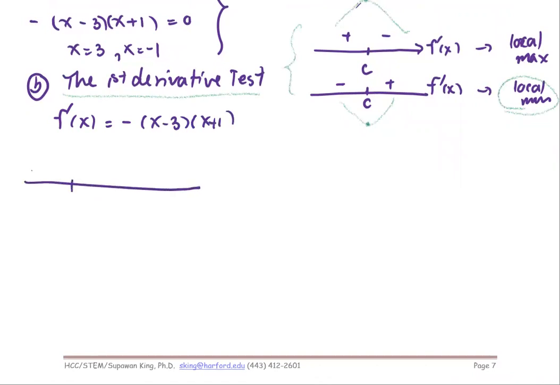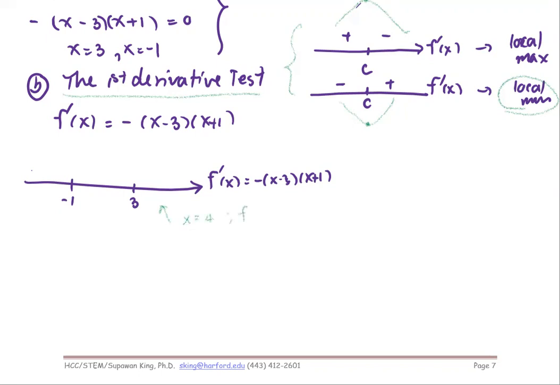We locate the two critical values. They are negative 1 and 3. And this is the f prime, negative x minus 3 times x plus 1. So you're going to pick any value on the right side of x equals 3. For example, pick the number 4.